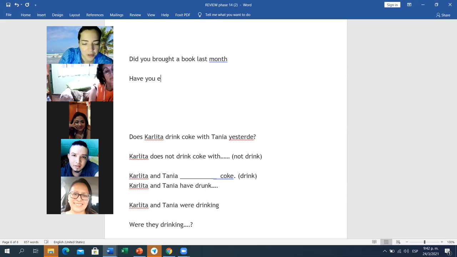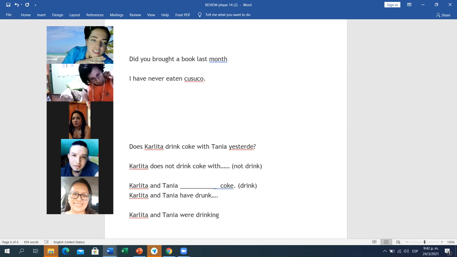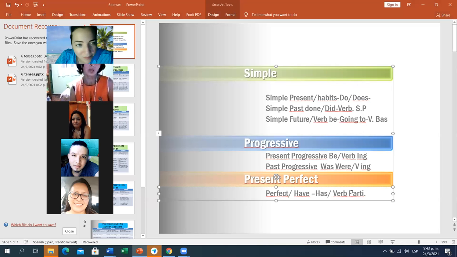So, it means, for example, vamos a poner: I have never eaten kusuko. Yo sé que hay gente que se lo come, nunca lo he probado. Vaya, el que se rió es porque sí lo ha probado, mínimo. You see? I have never eaten kusuko. ¿Por qué no puse I have never ate? Or I have never eat? Because we use the past participle.